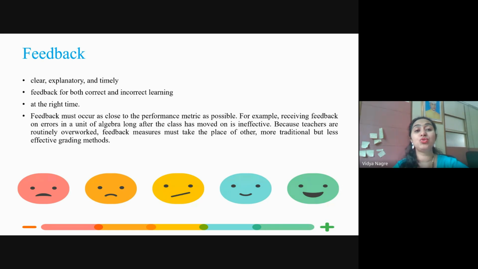So whenever an issue has happened, timely feedback has to be given. So what you can do is plan your schedule so that one of the classes at the end of the month will be the feedback class, where you can take some tests.